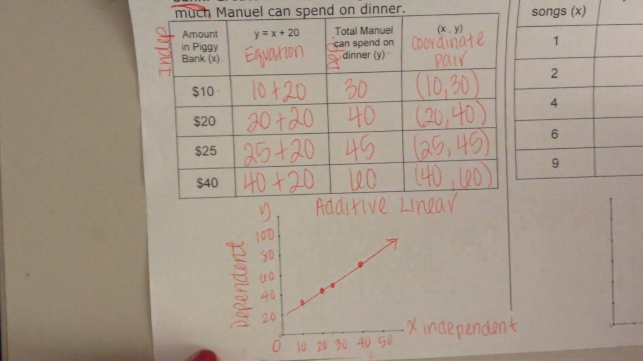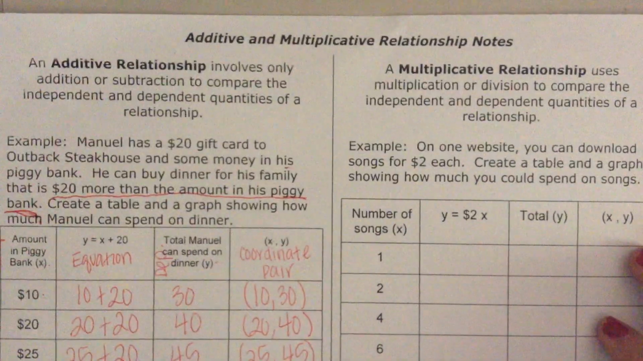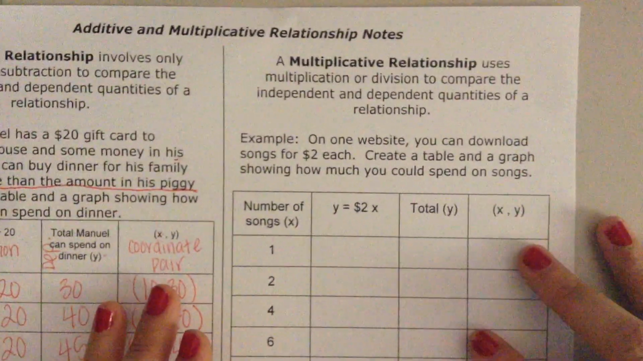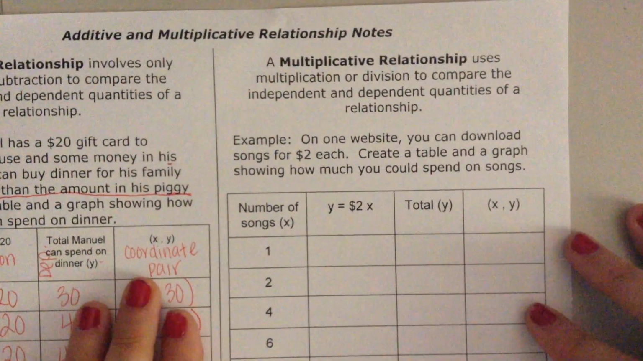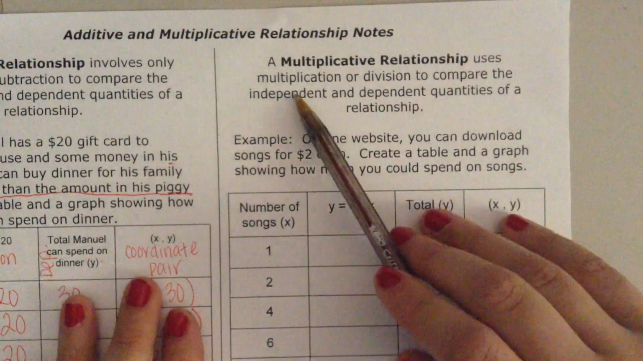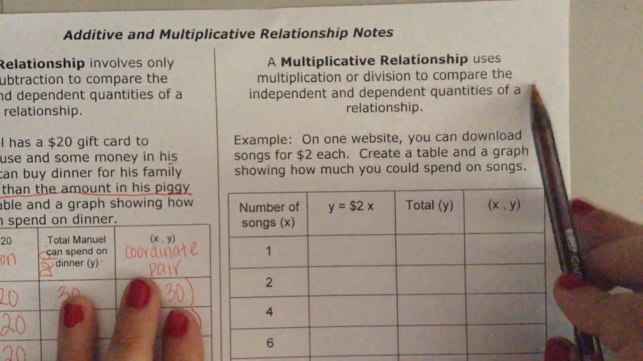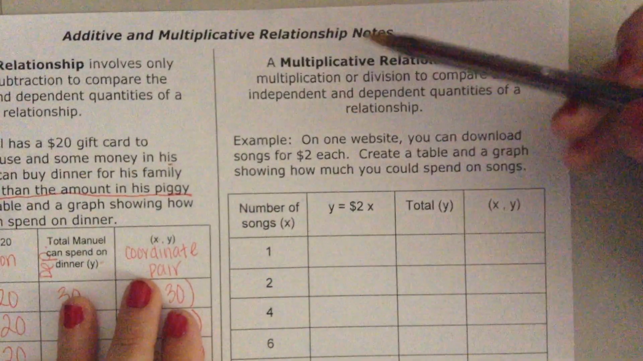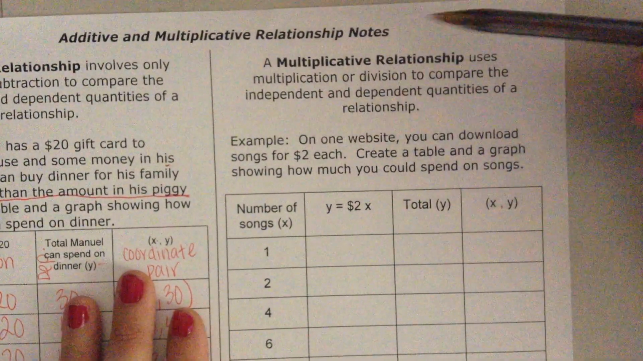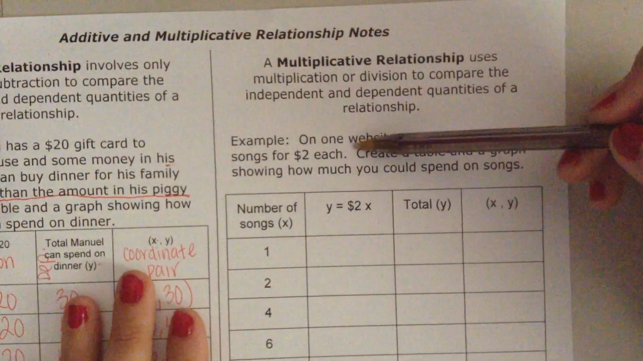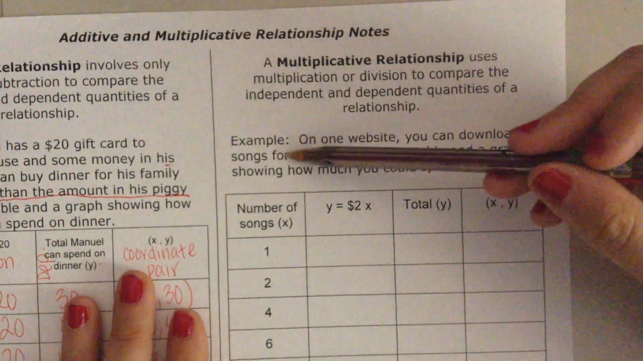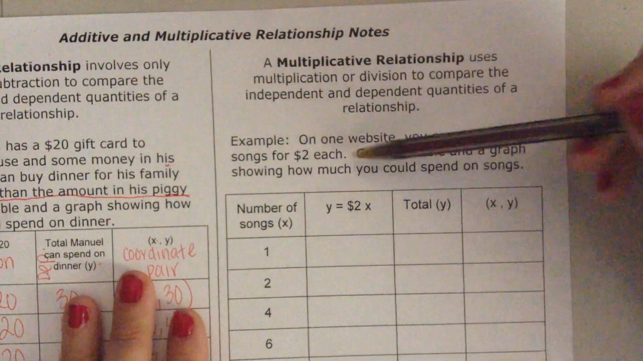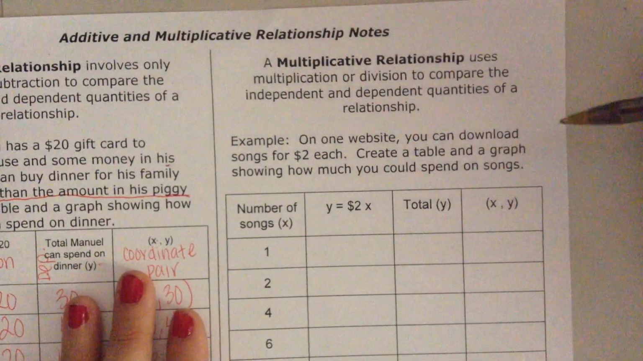Alright, now we're going to do a new type, which is the multiplicative. A multiplicative relationship uses multiplication or division to compare the independent and dependent quantities of a relationship. So here's the problem. On one website, you can download songs for $2 each. Create a table and a graph to show how much you can spend on songs.